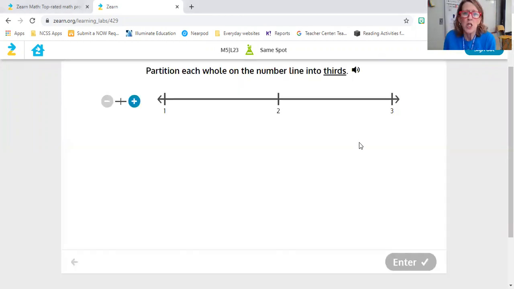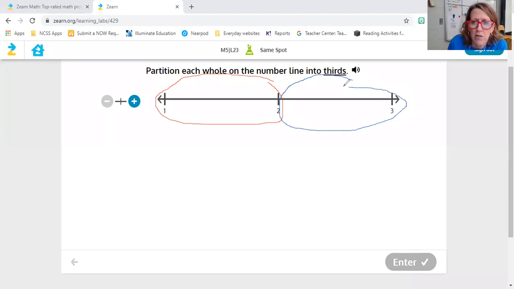All right. So we're going to partition each whole on the number line into thirds. And remember, I want you to remember that each one of these spaces, so this is a whole all the way to the 2, and this is a whole right here. So these are 2 separate wholes we're talking about, okay? So when they say partition each whole on the number line into thirds, that's what we're doing. We're trying to get thirds here, and we're trying to get thirds here.